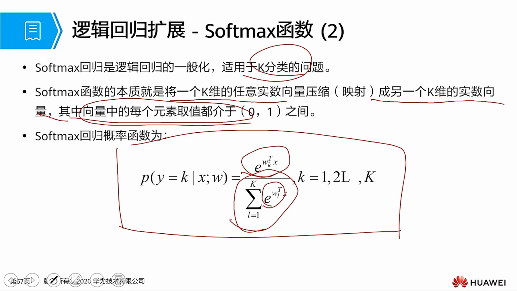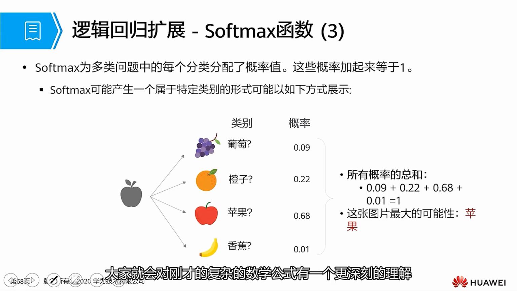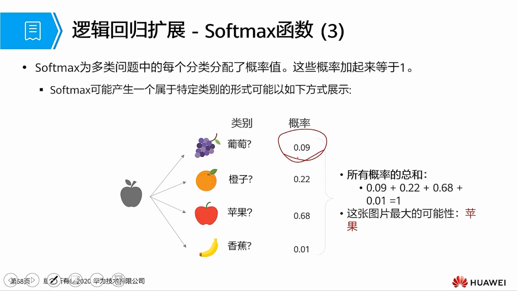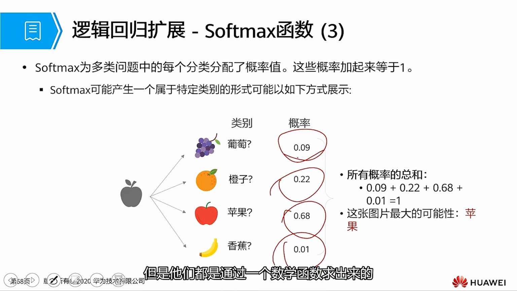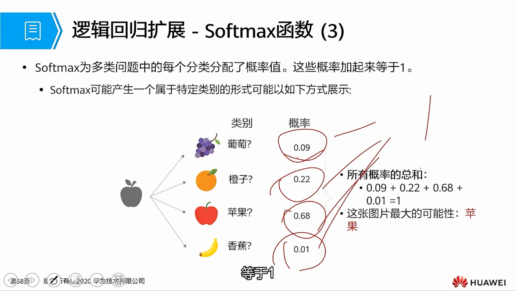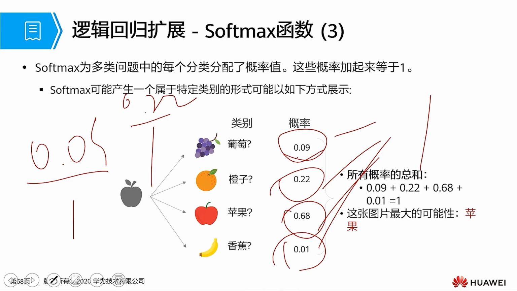However, we need to pay attention to one point. Its denominator is the sum from 1 to K, the accumulation of this function. Above is this function. At this point, I wonder if any of you have a clue. Let's move on to the next one. After looking at this picture, I believe everyone will have a deeper understanding of the complex mathematical formula just now. This is a mathematical function. Although these are numbers, they are all calculated through a mathematical function. So the equation just now is easily explained.